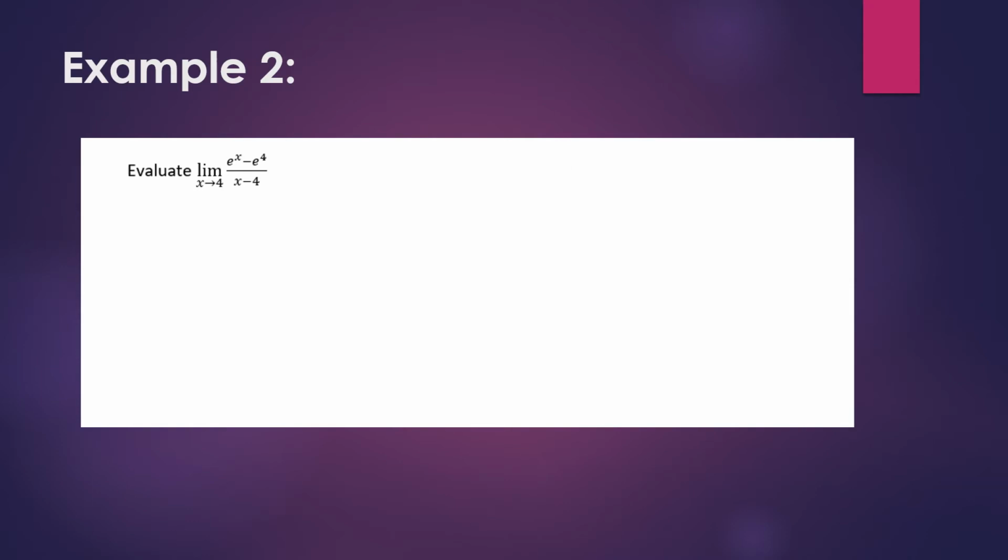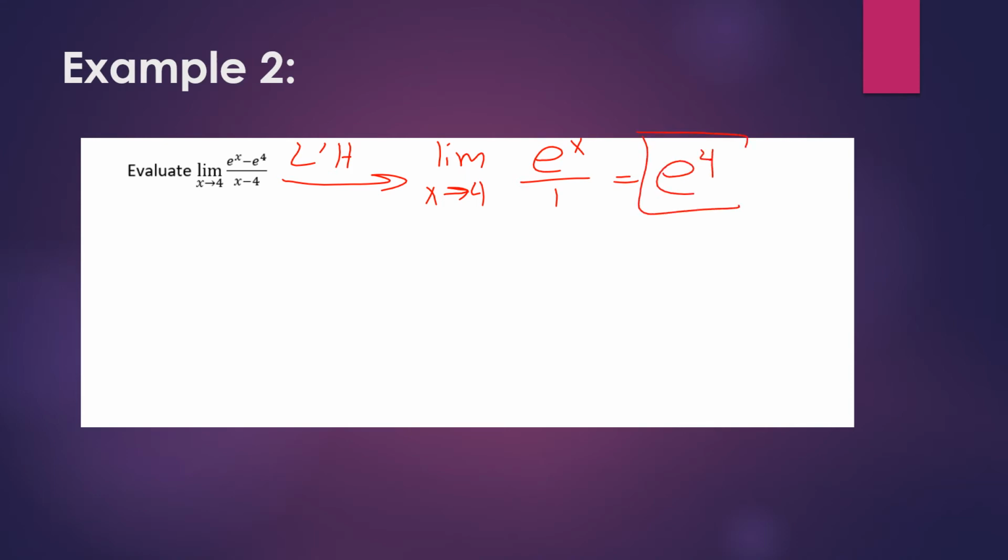Example 2, it says evaluate the limit as x approaches 4 of e to the x minus e to the 4 over x minus 4. So if I plug in 4, I'm going to get e to the 4 minus e to the 4 over 4 minus 4, so that's 0 over 0. So I need to use L'Hopital's, indicating that I'm using L'Hopital's. So this is the limit as x approaches 4 of e to the x over 1. And if I plug in here, I'm going to get e to the 4. So that is my limit.